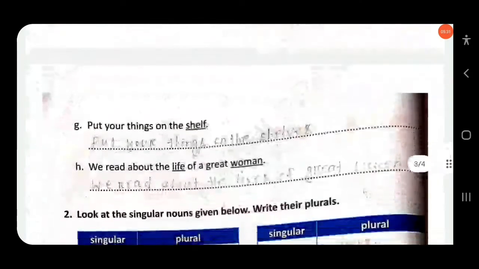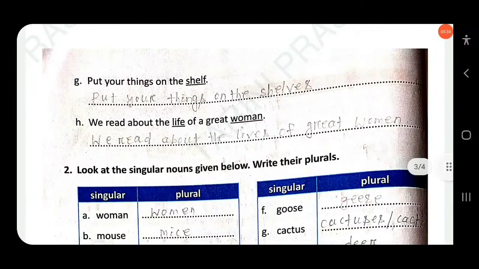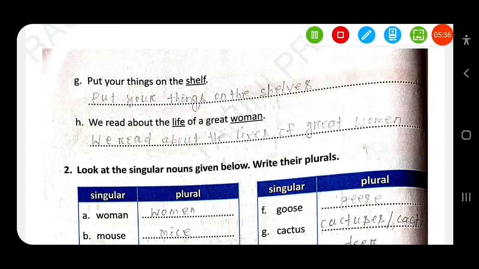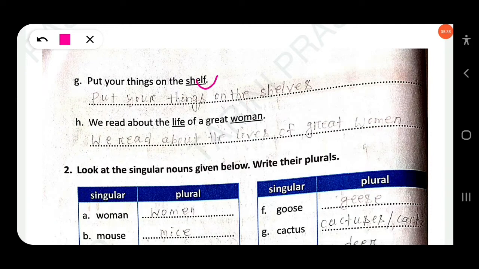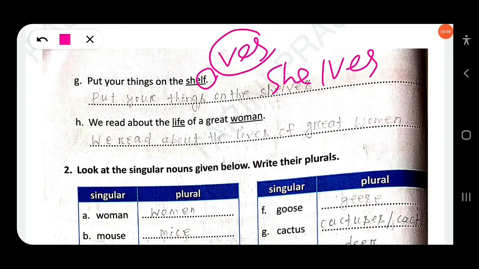Then the next question: put your things on the shelf. Here the noun ends with f, so you have to change it into plural by adding ves. Put your things on the shelves. Shelves. Clear? Then next: we read about the life of a great woman. Do you know what the plural of life is? Yes, as you know, wives.